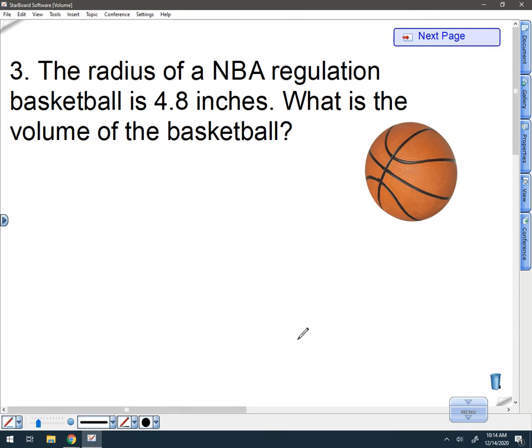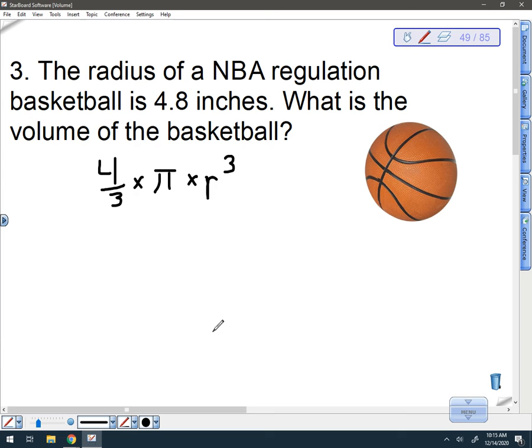All right, so the radius of an NBA regulation basketball is 4.8 inches. What is the volume of the basketball? So you do this one and see if you come up with the same answer I get. And then our video notes were pretty short because there's no reason to go through a lot of examples when they're all the exact same thing. 4/3 times pi times the radius to the third power. So you solve that, see what you get.